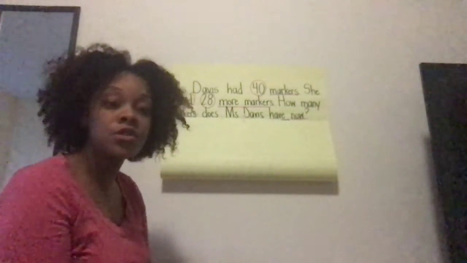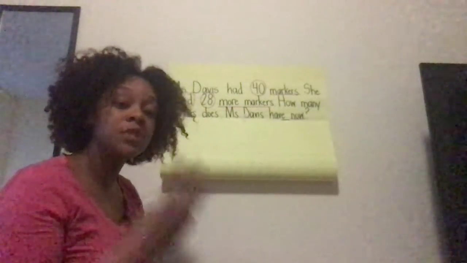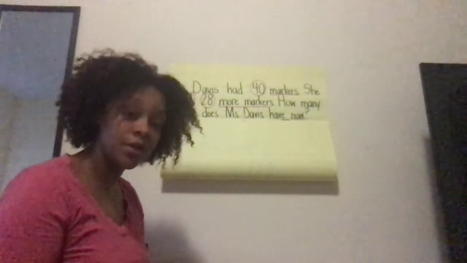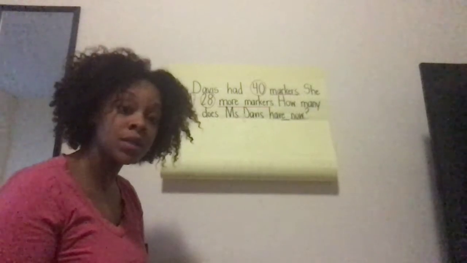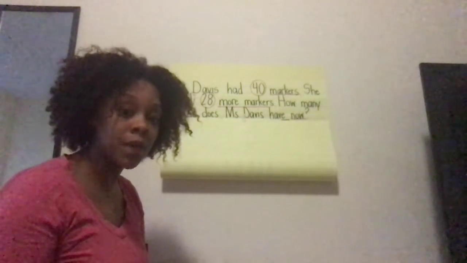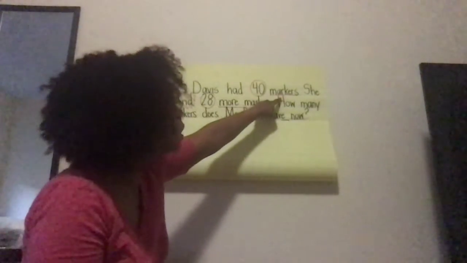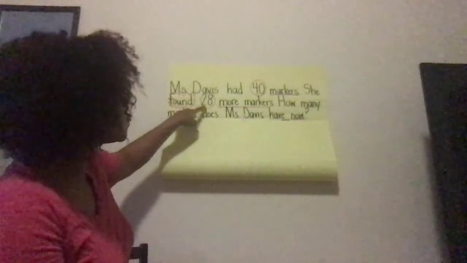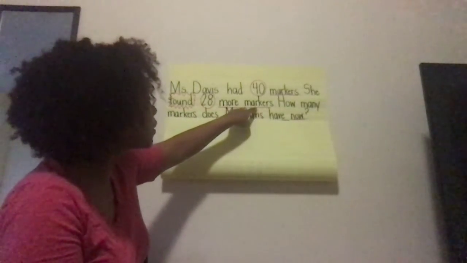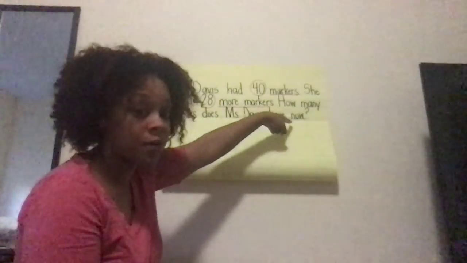So during that read, you should have written your number sentence. During this third read, if you did not write your number sentence, you'll write your number sentence. And if you wrote your number sentence, go ahead and mark that number sentence up and start making your part whole box. Miss Davis had 40 markers. She found 28 more markers. How many markers does Miss Davis have now?